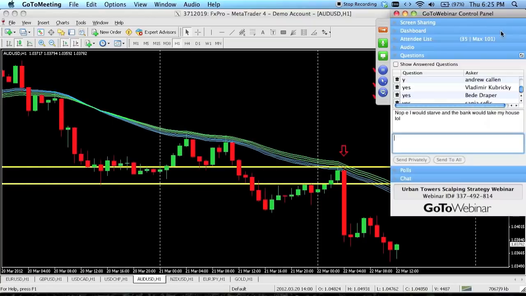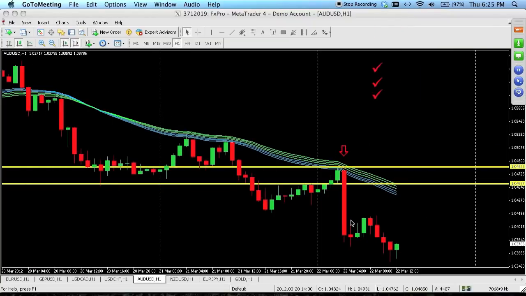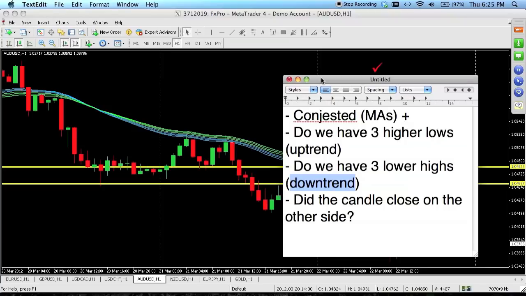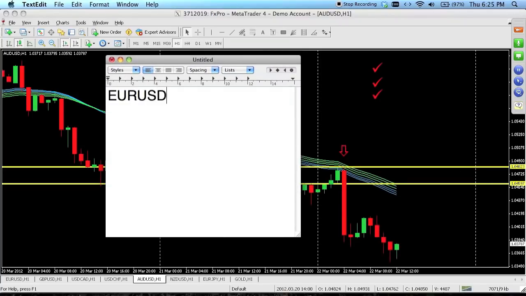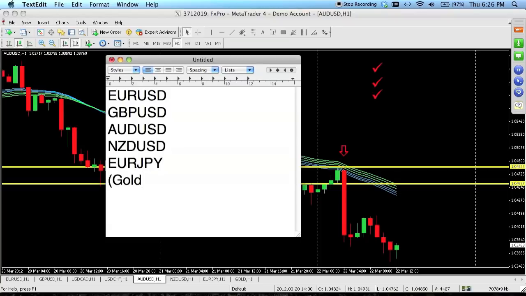Now let's go through our correlation methods. Now, guys, write this down. Okay, I'm gonna put this up for you. Euro USD, pound dollar. Okay, Australian dollar, US dollar, New Zealand dollar, US dollar, Euro yen. Sometimes even gold.